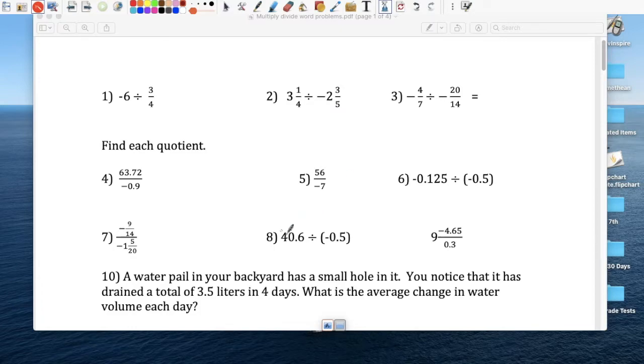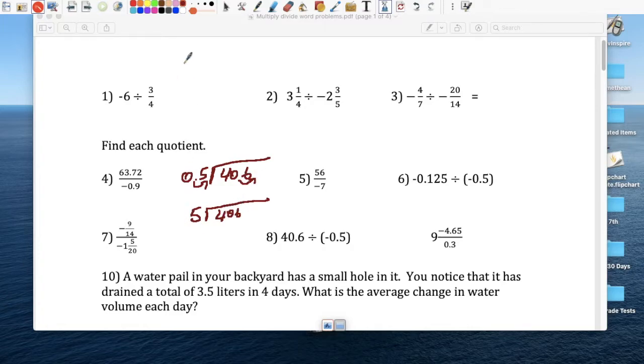Where am I? Here. Okay, so this one, we know our quotient is going to be negative, right? So 40.6 divided by 0.5. Let's change that to 5. Multiply that by 10, becomes 5. If I multiply the inside by 10, I get 406, right? So that's basically what I'm doing.